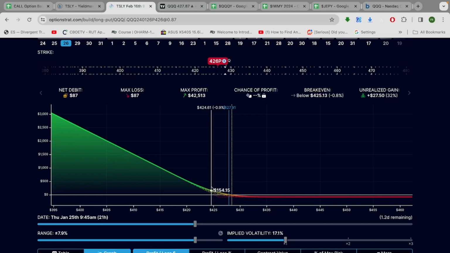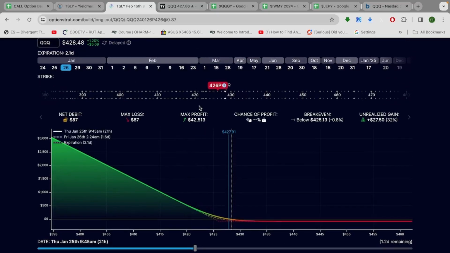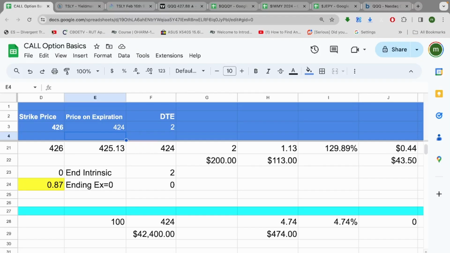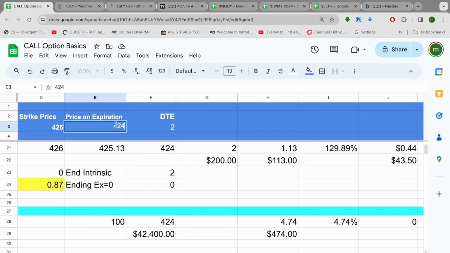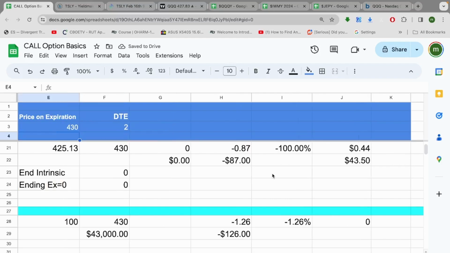I hate to bet against the market. That's one thing that options are really good for. You could see the guy that just wants to short stock, he'd be in a world of hurt if it goes the wrong way. Wonder if Tesla hits earnings and this goes up, everything goes up tomorrow, then we're at 430. Well, we just lose 87 bucks. Okay, that's fine. We got 87 bucks we could risk.